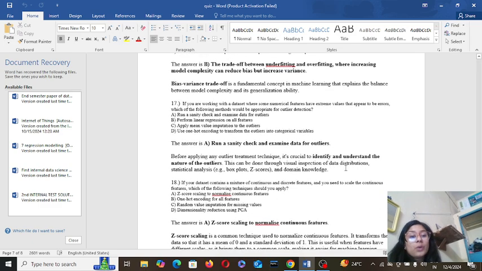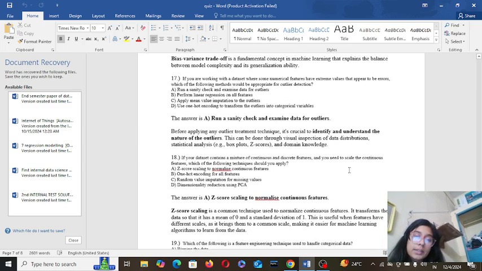Then we have, if you are working with a data set where some numerical features have extreme values that appear to be errors, which of the following methods would be appropriate for outlier detection? So the answer is A. Run a sanity check and examine data for outliers. Before applying any outlier treatment technique, it's crucial to identify and understand the nature of the outliers.